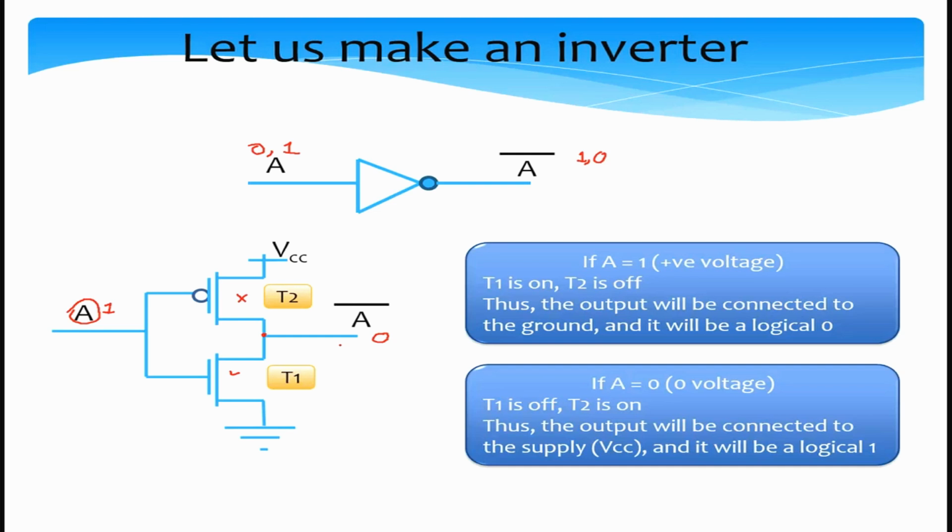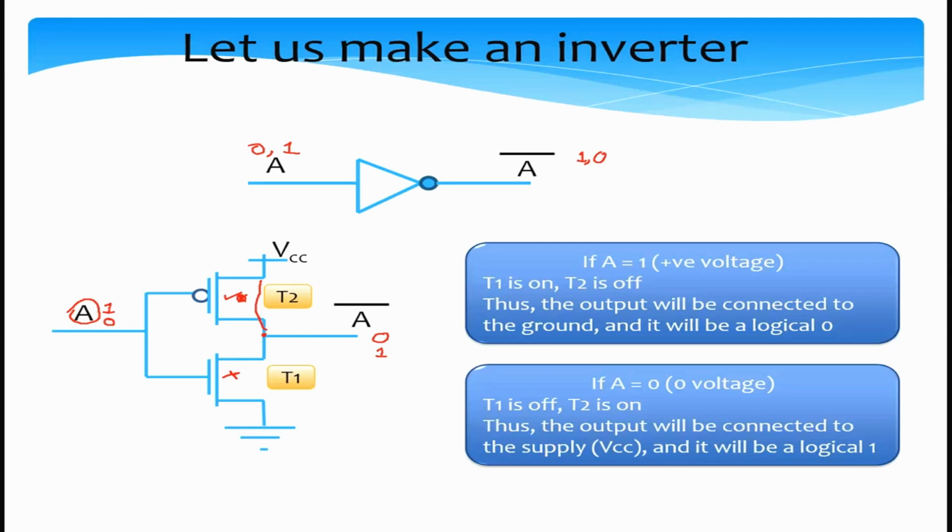Similarly, let's take a look at the other case where A is equal to 0 volts. In this case, the transistor at the bottom, T1, will not conduct. But the transistor T2 will conduct, and this output will be connected to VCC. So then it will become a logical 1.